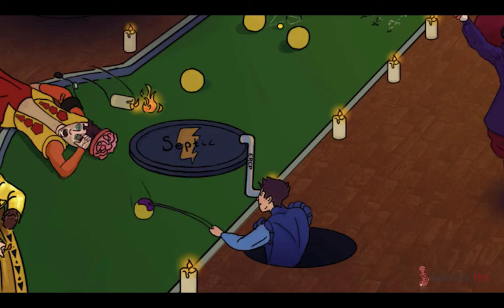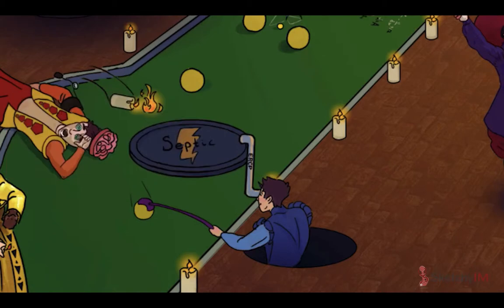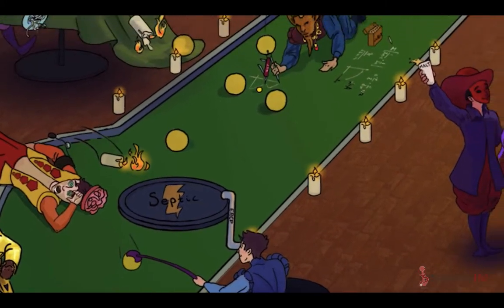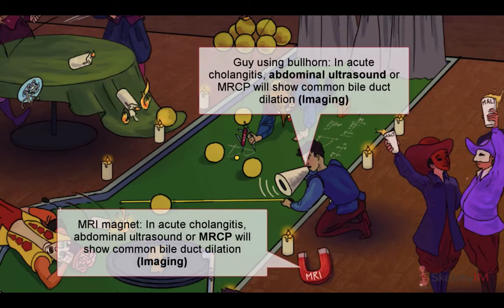Second, a catheter, like this ball grabber, can be passed through the scope to expand the common bile duct outlet, aka sphincterotomy, and pull out the obstructing stone. But more on that in a moment. If the diagnosis isn't straightforward, say jaundice isn't too bad, there's no fever, the white count isn't super high, or they just don't look that sick, your typical biliary imaging modalities may be performed to help support the diagnosis. This includes abdominal ultrasound, represented by this dude's bullhorn, or MRCP, represented by the magnet he's using to influence the outcome of the game, both of which will visualize dilation of the common bile duct.